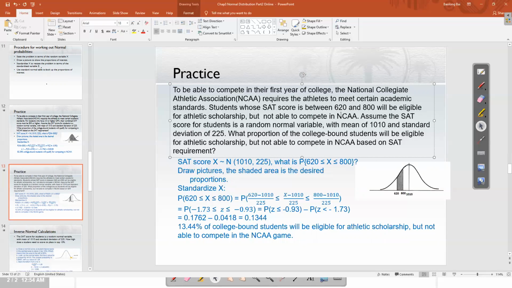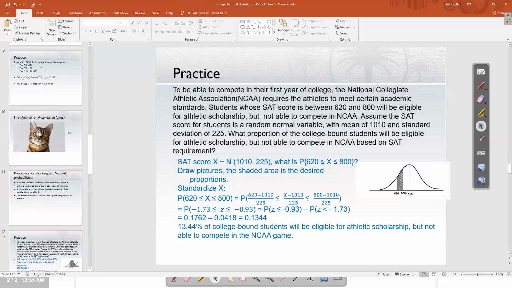All right. So a student with an SAT score between 620 and 800 will not be able to compete in the game, but they still qualify for the scholarship. Assume the SAT score for the students is a random normal variable with mean of 1010 and standard deviation 225. Basically, that just gives you the normal distribution with the parameters, right? And the event they're looking for is X between 620 and 800.